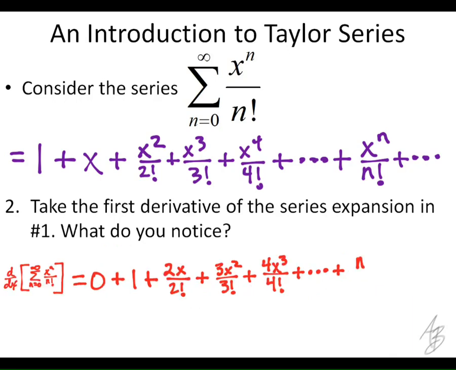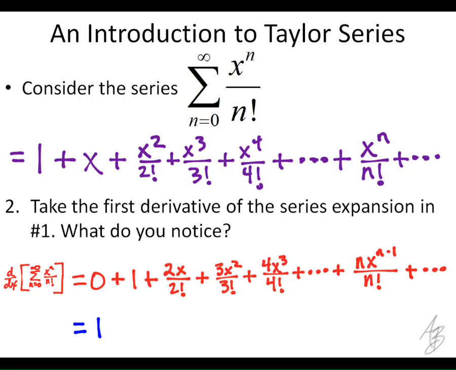We have n times x to the n minus 1 over n factorial. Do you guys agree with that? All right, let's simplify it then. If we simplify this, we can get rid of the 0. That's going to go away.